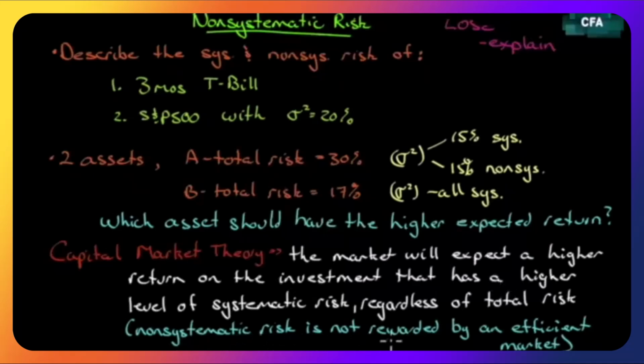Non-systematic risk is not rewarded by an efficient market. If you're one of those people who say that doesn't make sense, you're probably also one of those people who would say the market is not efficient. And if the market is not efficient, then you've got a point there. But if you think the market is efficient, remember we've already been through market efficiency, then no, you are not going to get paid for non-systematic risk. The market will only reward systematic risk.